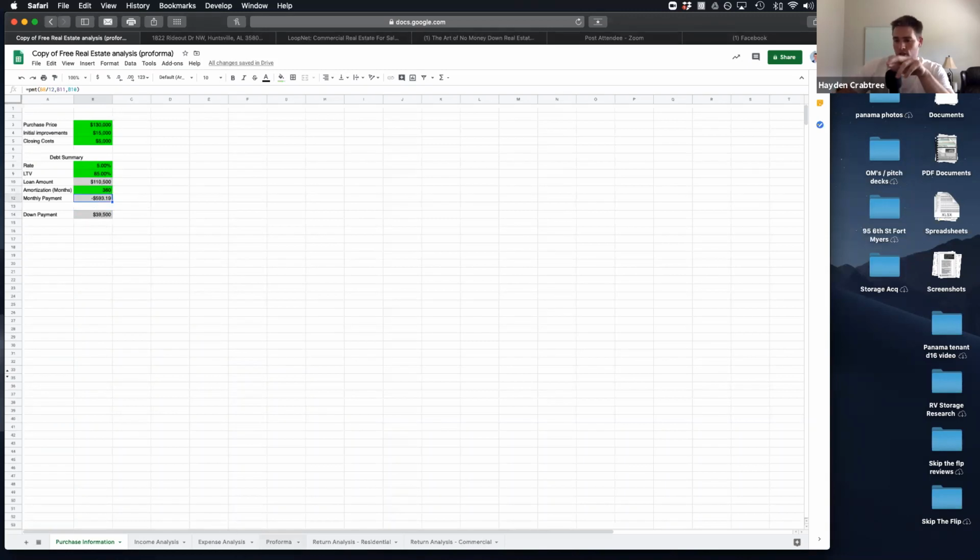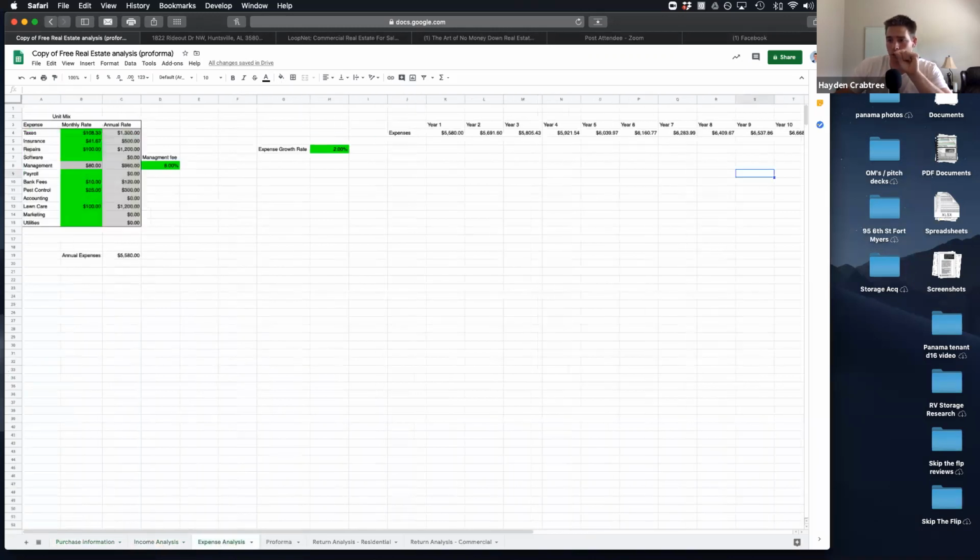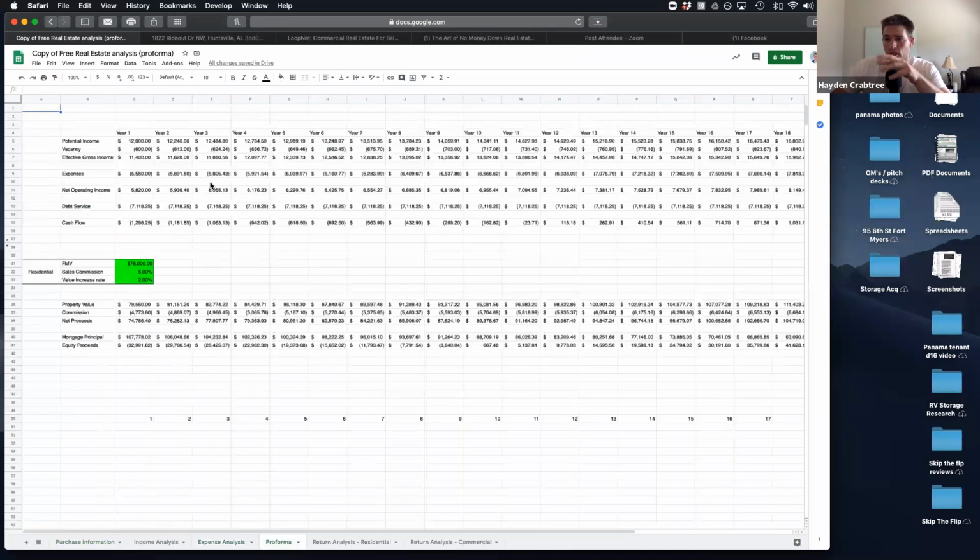And what this sheet is going to do for you in the pro forma tab is bring in your income, bring in your expenses, and bring in your debt, and it's going to build out a pro forma for you guys so you can actually see, over a 20-year period, what kind of money am I making on this property. So as you can see in year one, at a $1,000 a month rental rate, we have a $12,000 potential income. We have $600 of vacancy, effective gross income of $11,400. We have $5,500 of expenses.